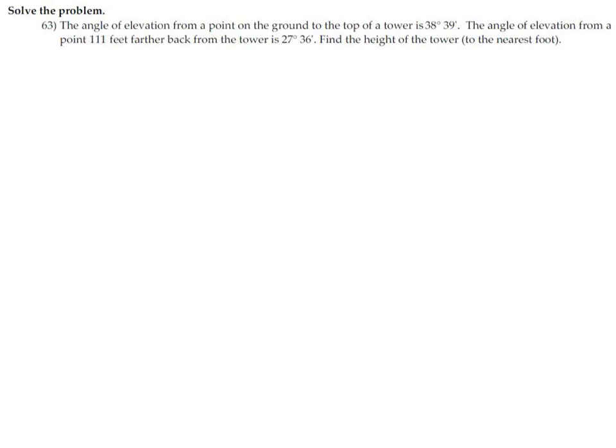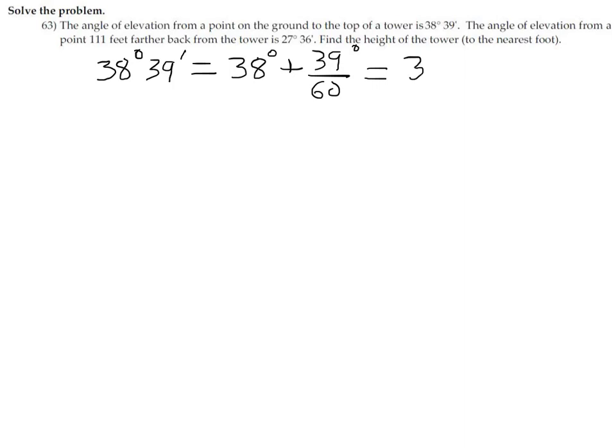I'm going to start off by noticing we have 38 degrees 39 minutes and 27 degrees 36 minutes. The minutes is not something that's easily plugged into your calculator. So I'm going to convert these to just decimal degrees. So 38 degrees 39 minutes is 38 degrees plus 39 over 60 degrees. And our calculator gives us 38.65 degrees.